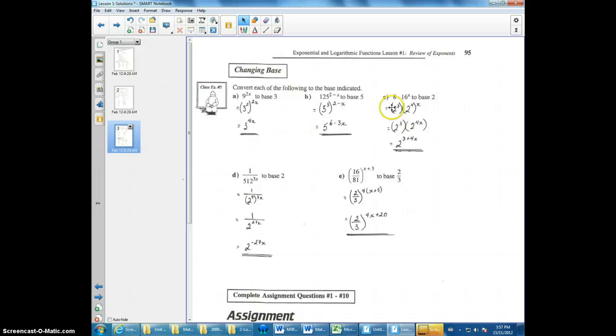Part C, we have 8 times 16 to the x. We're going to write this in base 2. So now, instead of writing 8, I will simply write 2 cubed. And instead of writing 16, I will write 2 to the power of 4. Now notice the x still stays outside. Again, I have a power to a power, so I multiply them. 4 times x is 4x. Now I have powers that are being multiplied together. Using the rule, we add the exponents, so 3 plus 4x. And we end up with 2 to the power of 3 plus 4x.